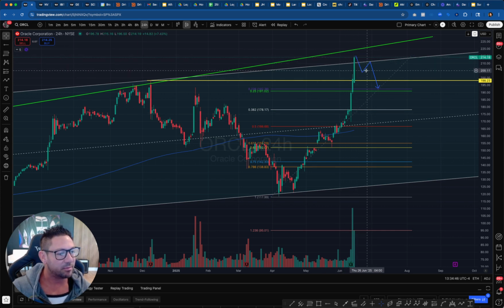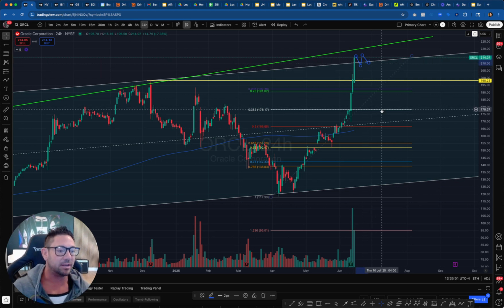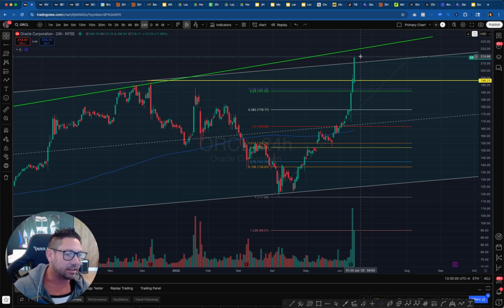So this is kind of going to be my primary pathing. Alternate pathing could probably be something like this. It could consolidate a little bit like this, and then fail, be a failed bull flag. That would get us probably a lot lower, probably down to here, because it'd be a failed move. But you get the idea. It's going to do something like this.